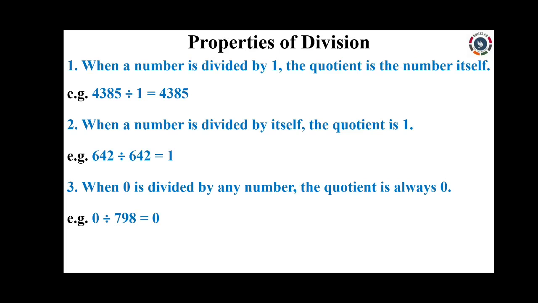Fourth property: division by 0 is not possible. It means 0 can be a dividend or quotient, but it cannot be a divisor.